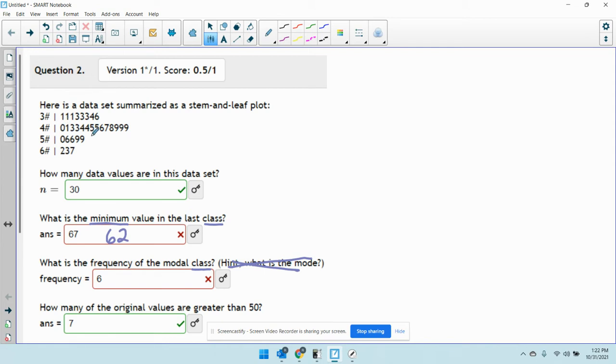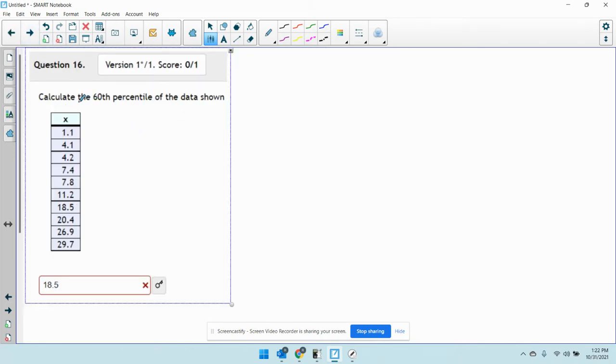So the modal class here would be the 40s. So when it asks for the frequency of the modal class, we're just going to add up the data values in the 40s. Not many people get this question correct because of this misleading hint. Okay, just know for future reference that the modal class is the class with the most values in it. So this is going to be 1, 2, 3, 4, 5, 6, 7, 8, 9, 10, 11, 12, 13, 14. Okay.